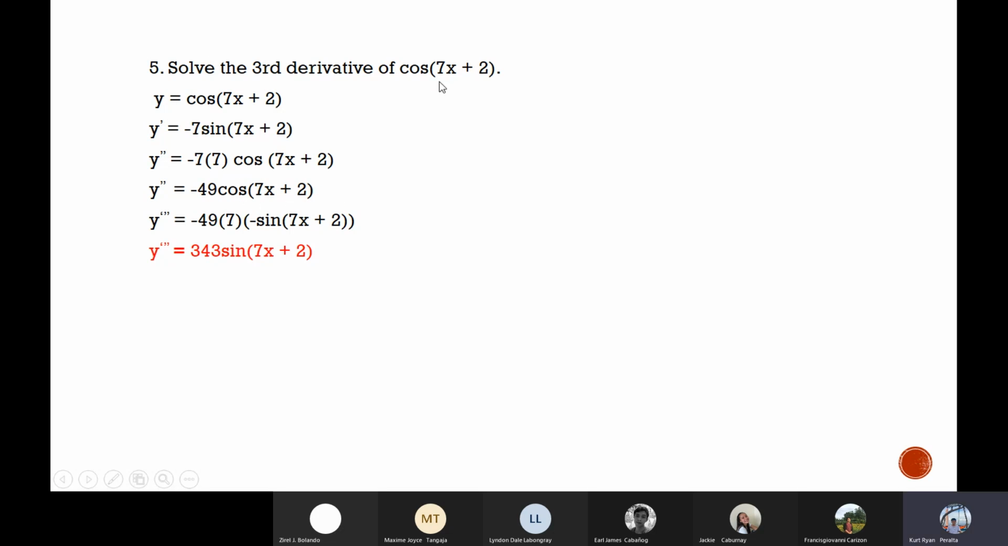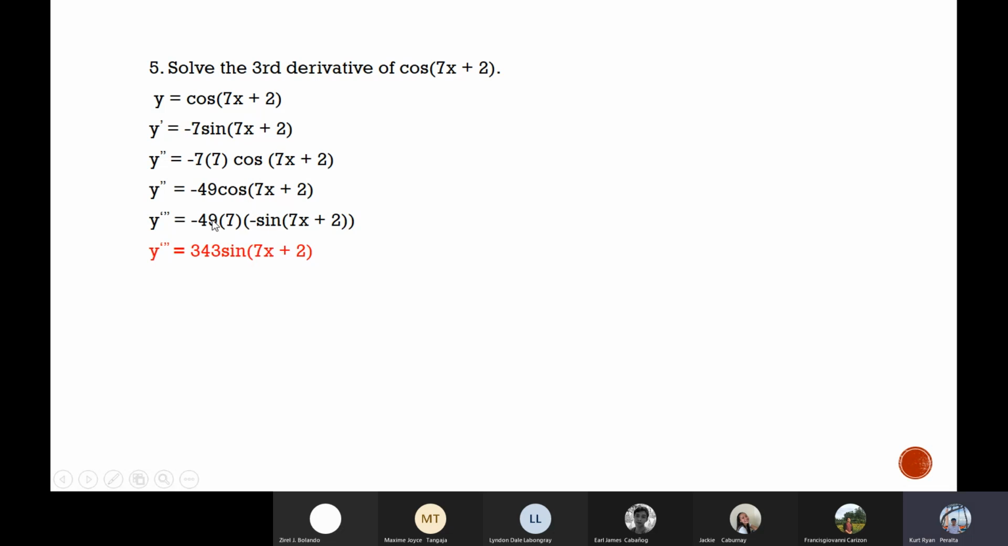Yeah, the third derivative is what we are looking for, so we have to differentiate again. So we can take out the negative 49, the constant. Then using the chain rule, differentiate the inside, which is 7, and then the derivative of this. So the derivative of cosine, using the differentiation rules for trigonometric functions, is a negative sign.